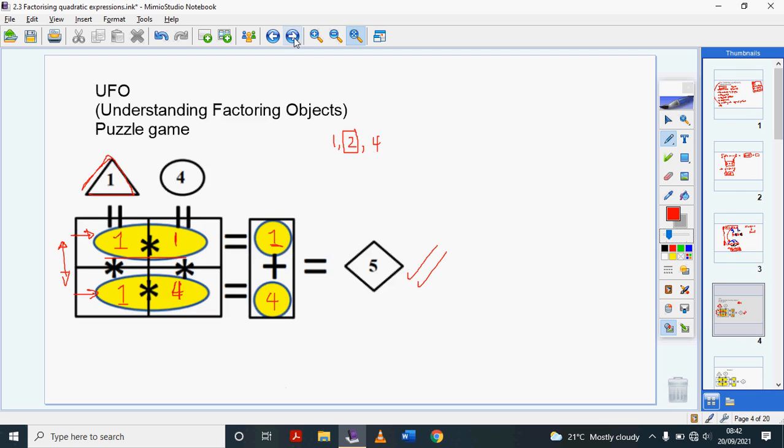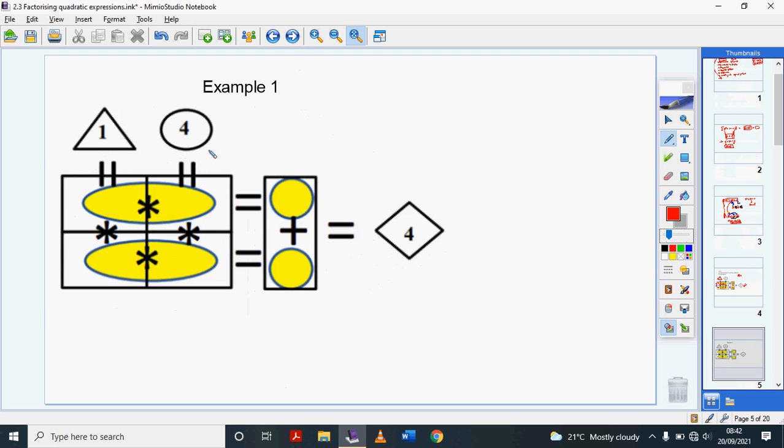Let's try another one. This time I have 1, I have 4, and then I have 4, right? So the factors of 1 are still 1 and 1. Now in my head I know that if I use 1 and 4 it won't work. I will have to use 2 and 2 because the factors of 4 are 1, 2, and 4. So 1 times 2 gives me 2. 1 times 2 in the bottom also gives me 2. 2 plus 2 gives me 4. I have solved that puzzle.